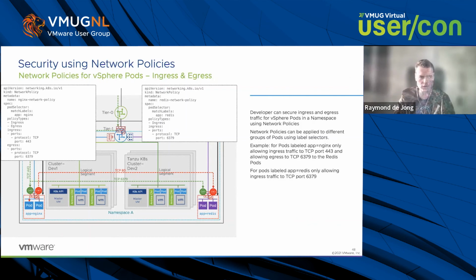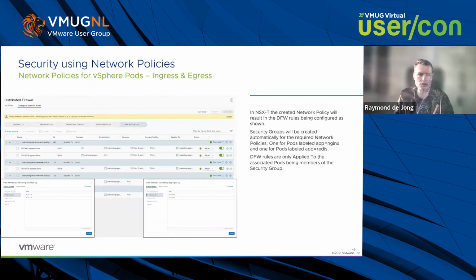on port, in this case, 6379, which is the default Redis port. And this is just one example, but you can successfully secure your vSphere pods using native Kubernetes network policies. And those will be exposed as distributed firewall rules and automatically be created as security groups and applied to those workloads in NSX-T. Which also means that when you create additional pods with the same labels, they will automatically be added to those security groups, and NSX-T enforces that security.